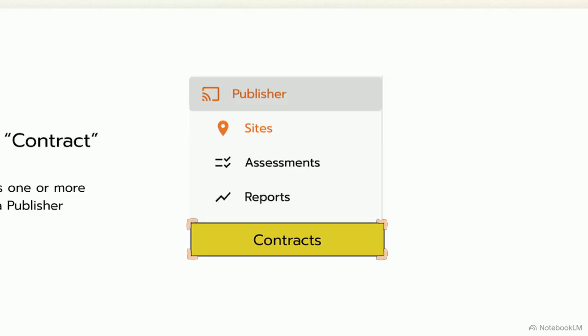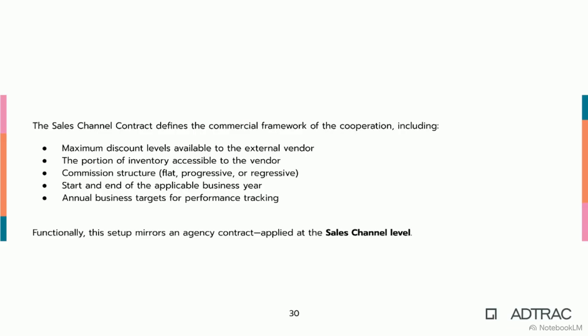Step 1 is establishing the commercial framework through a sales channel contract. This links your digital networks to a publisher and mandates how an external vendor sells on your behalf. This setup screen dictates the limits of the cooperation. You define exactly what portion of your inventory the vendor can access and set hard caps on the maximum discount levels they can offer to advertisers.